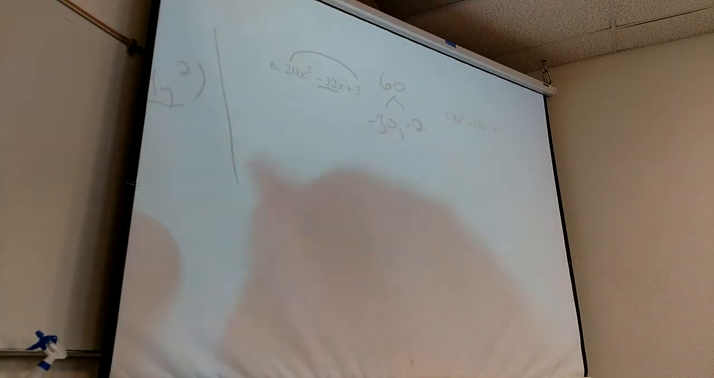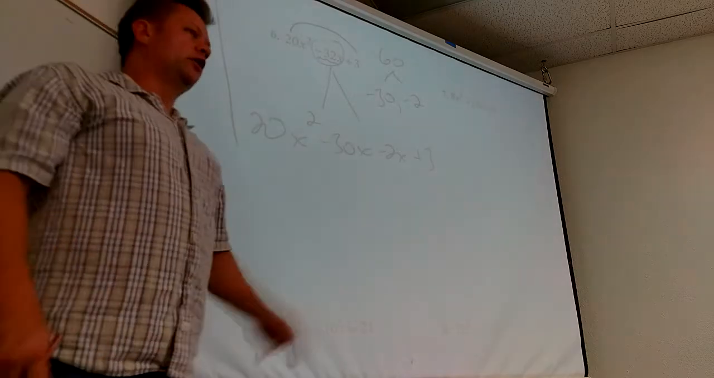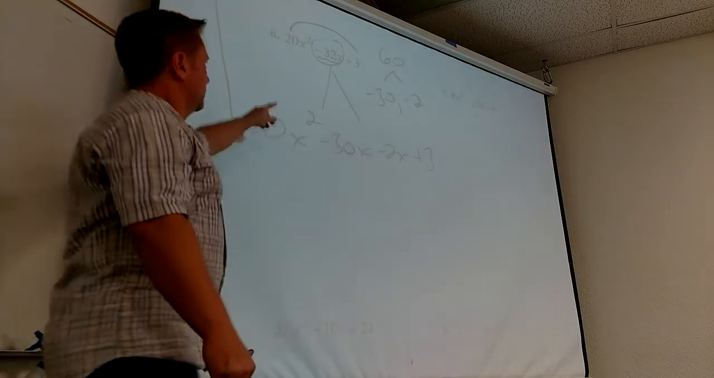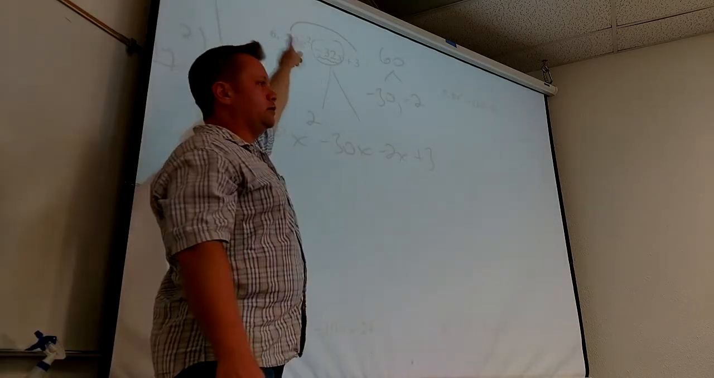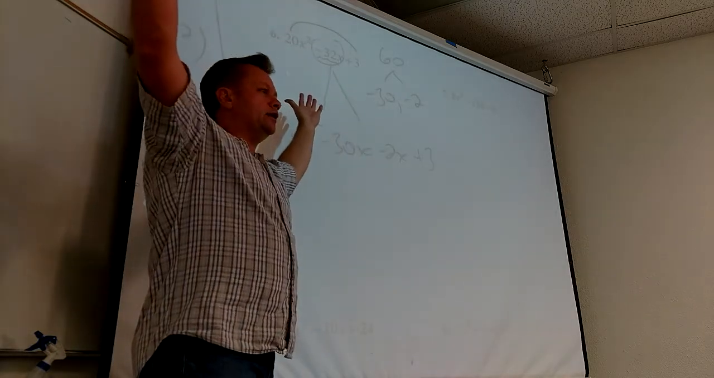So now I rewrite this. 20x squared, I can rewrite this as minus 30x minus 2x, and then the plus 3 is at the end. So on one level, this is really dumb. It's like saying, I'm going to take 7 and make it 5 plus 2. Ooh, good job. Right? But on another level, this is remarkably smart. I had a 3-term, hard thing to do, and I made it into a 4-term, automatically easy.